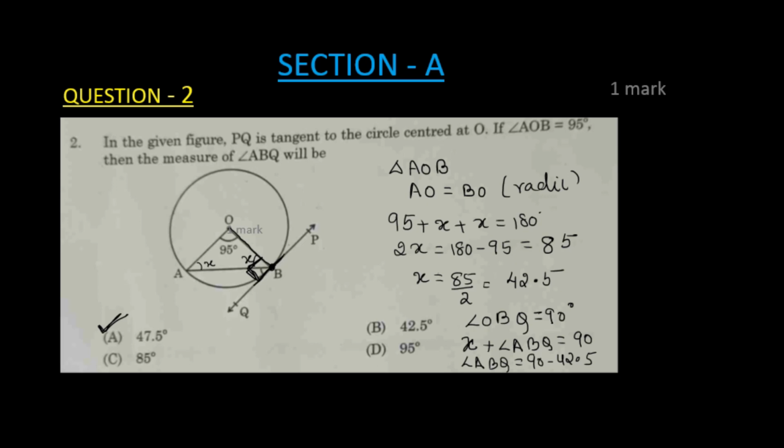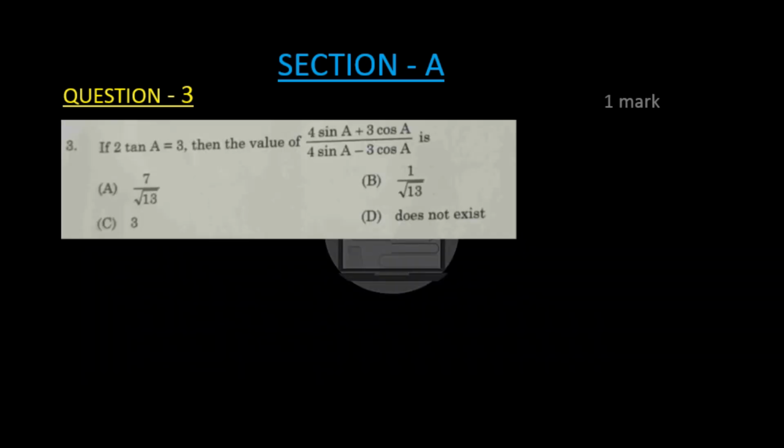Let's move on to question 3 now. Okay, a trigonometric question. 2 tan A is given as 3 and we have to find the value of this expression. A very common question. 2 tan A is equal to 3. I divide both the sides by 2 and I get tan A as 3 by 2.